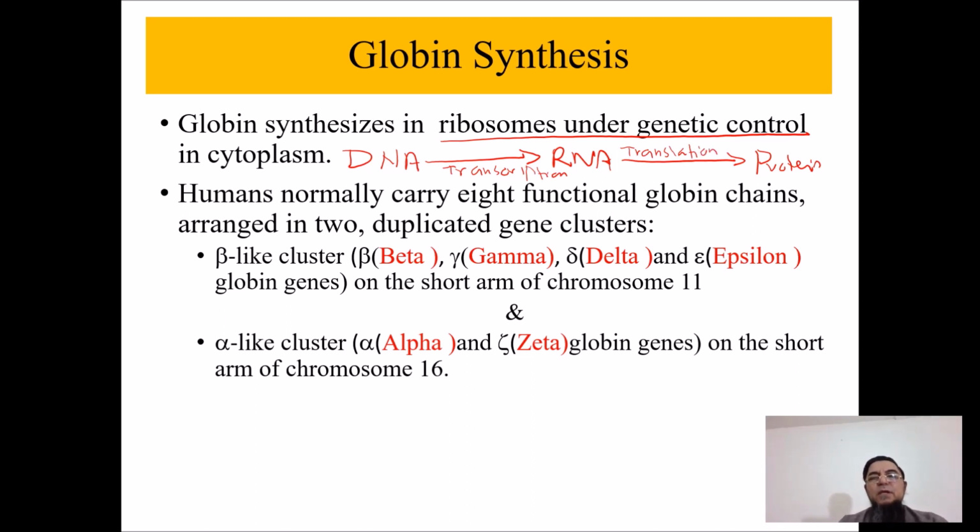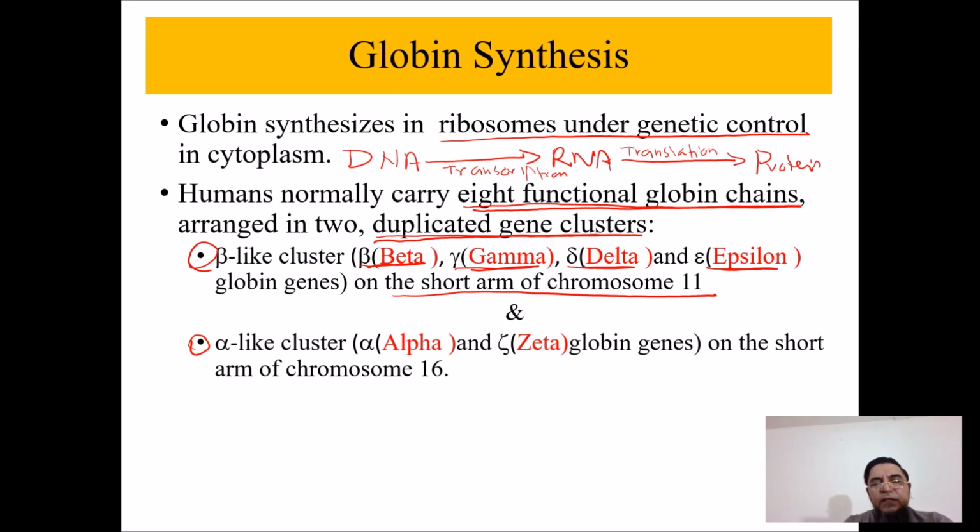In humans, normally they have 8 functional globin chains arranged into duplicate gene clusters. So the 8 functional globin chains are arranged in duplicate gene clusters like beta-like clusters and alpha-like clusters. The beta-like clusters are comprised of beta, gamma, delta and epsilon globin genes, and they are present on the short arm of chromosome 11.